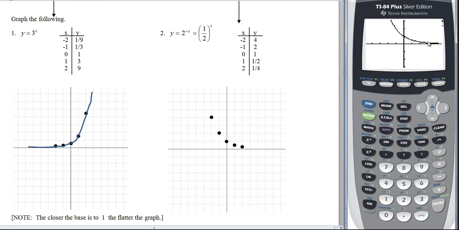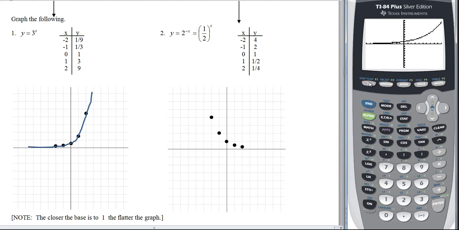Yeah. See how it's snuggling? But guys, it won't cross. Now it says the closer the base is to 1, the flatter the graph. I'm almost done. Just stay with me a little bit more. Let me clear this off. Let me put in, say, 1.25. Now that is greater than 1, so it should take on this shape right here. Let me raise it to the x power. Let me do a zoom 6. See how flat it is, but it does eventually take on that form.